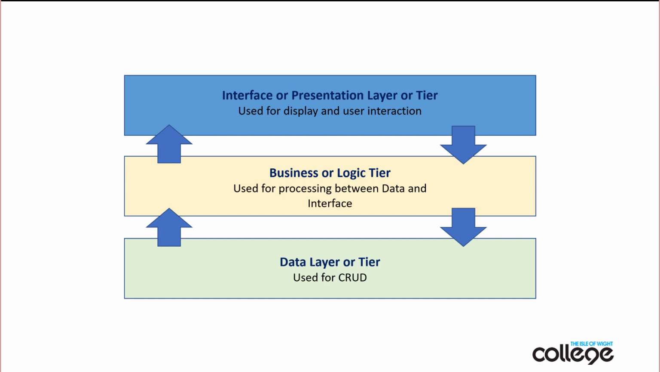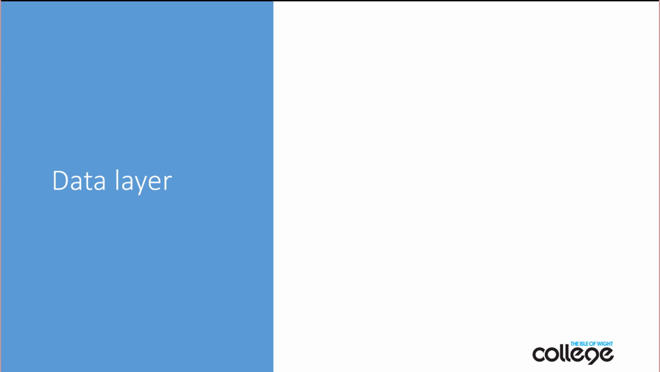And there are lots of different architecture systems that we tend to use. So let's just look at these in turn relating to our application. This is just one way. It's not the right way. It's not the wrong way. It's just one way. So for our data layer, for our application, we're using a simple text file.